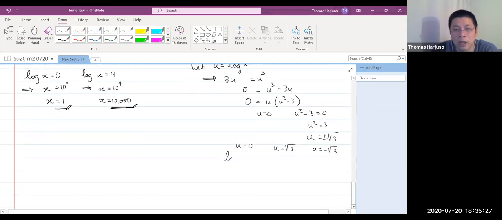Now you put it back. This is log x equals 0, x equals 10 to the 0, which is 1. This one here will be 10 to the radical 3. And this will be 10 to the negative radical 3.